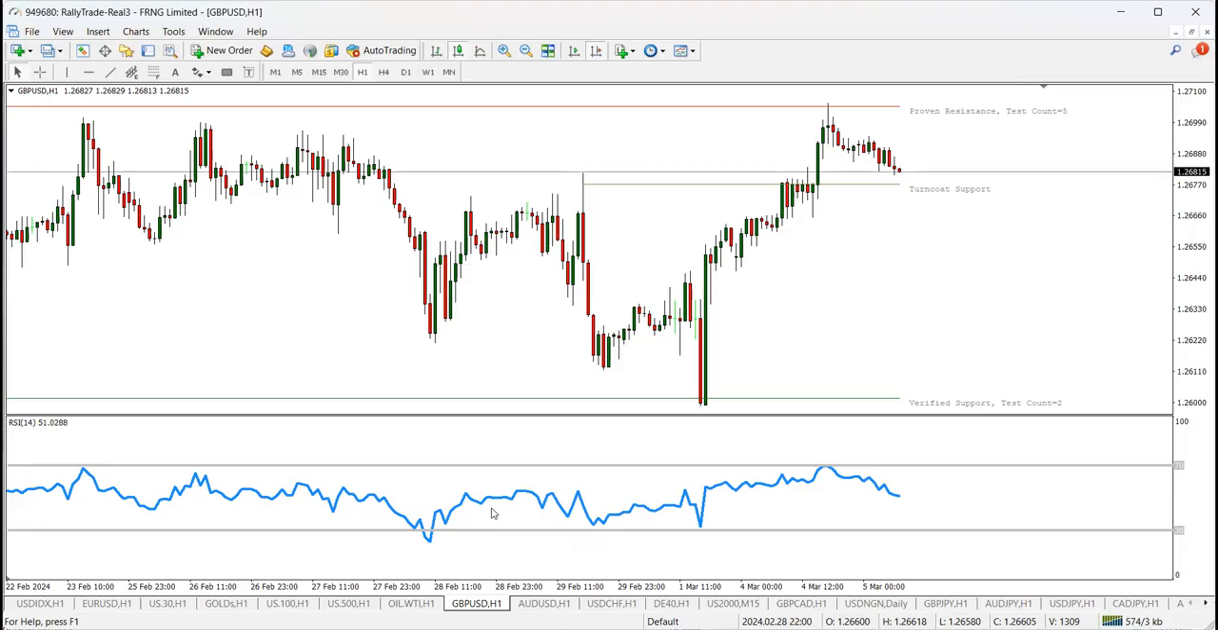When we talk of divergence, what we mean is that price on the chart is giving us a set of maybe higher highs or lower lows in the market, but RSI is doing something different. Then we're going to look for such examples and try to figure out what that means when we are actually trading.